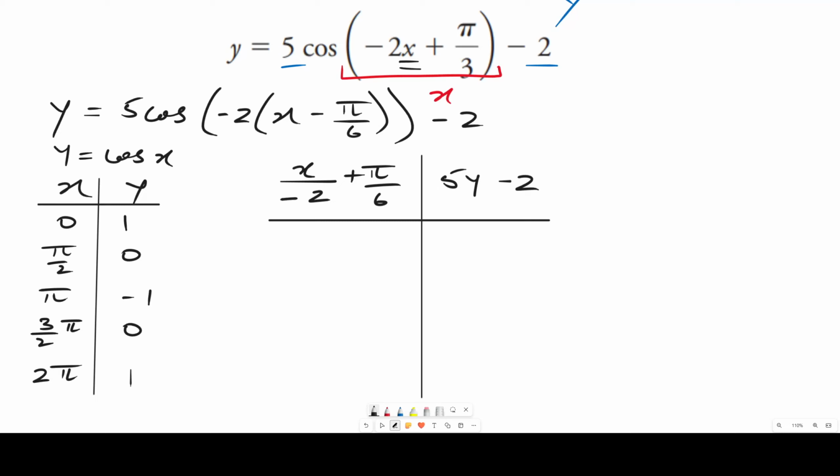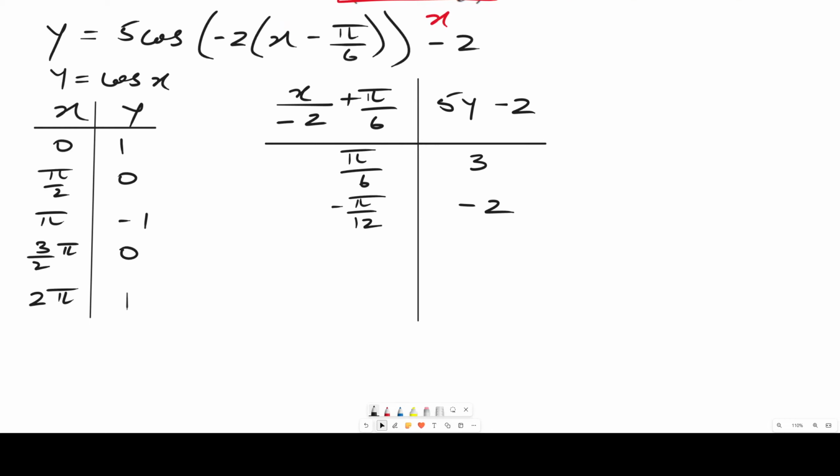So x is 0 first over here. So 0 over negative 2 is 0, plus pi by 6 is pi by 6. And then 5y minus 2 gets me 5 times 1 is 5, minus 2 is going to be 3. At pi over 2, you do pi over 2 divided by negative 2, plus pi over 6, which would be negative pi over 12, and this would become negative 2.